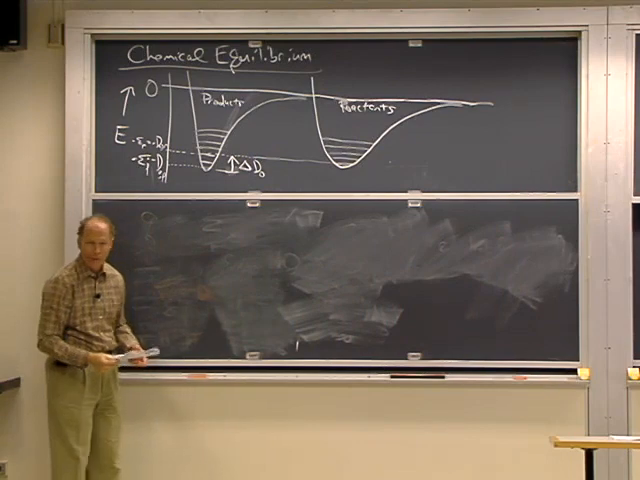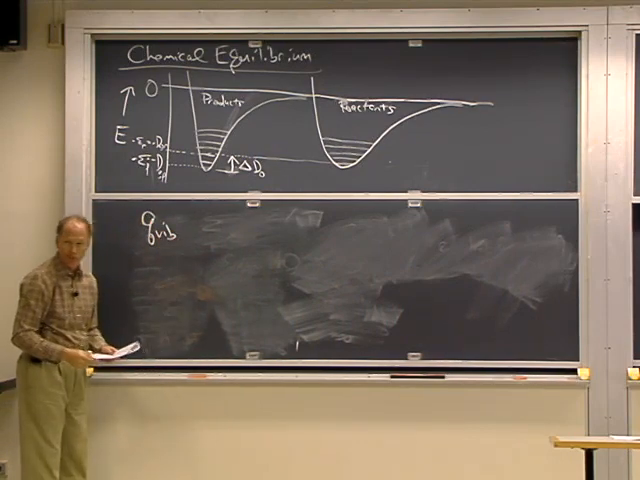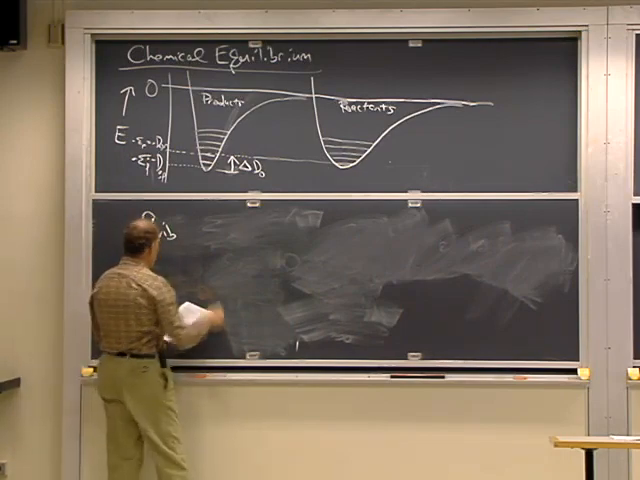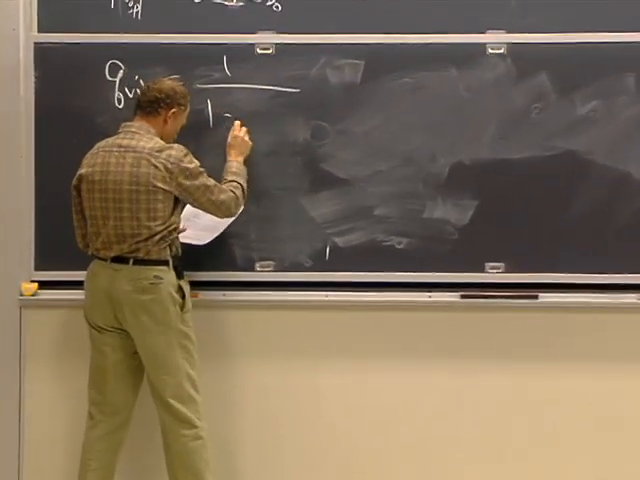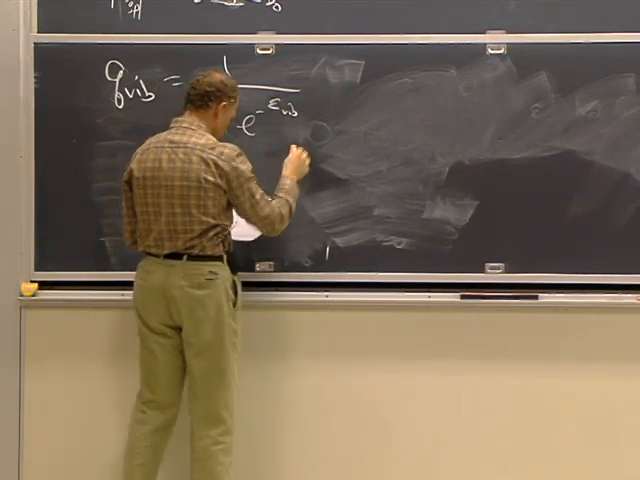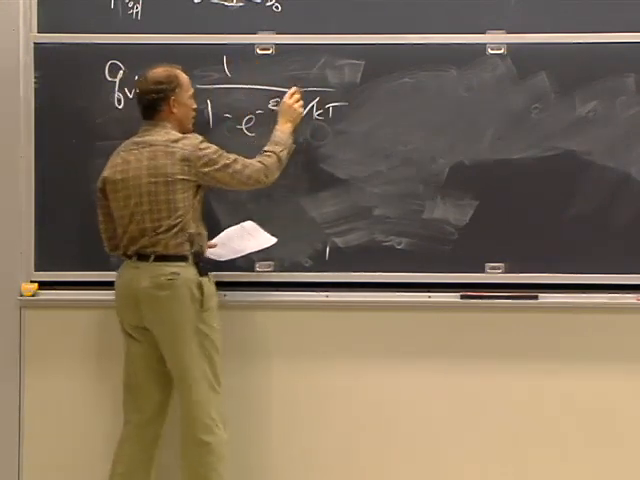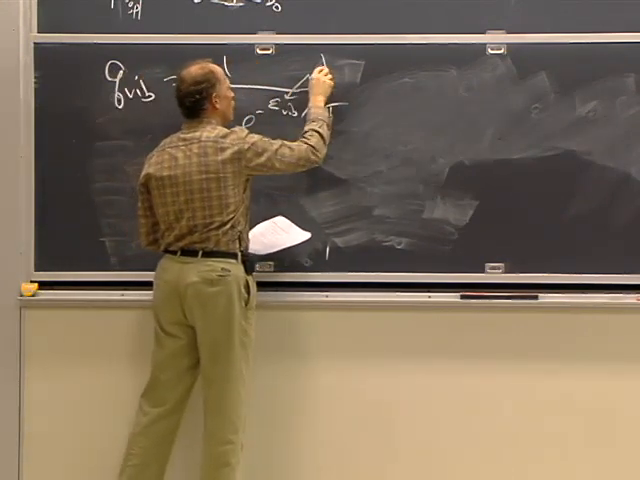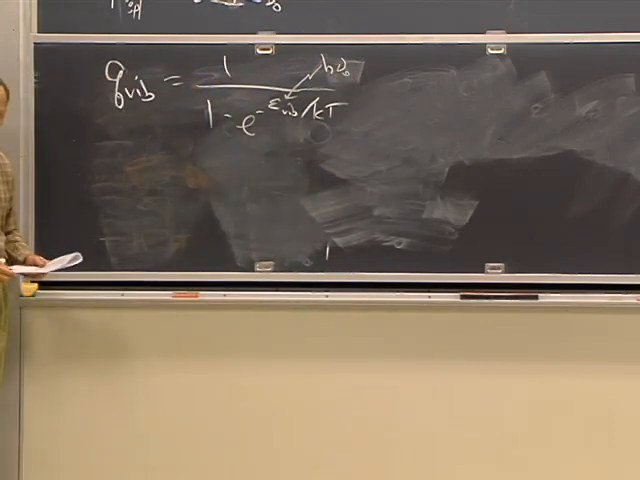We also know what the vibrational partition function is. We saw it last time. It's this thing we could write as the simple form 1 over 1 minus e to the minus e vib over kT. It's h nu 0, where nu is the vibrational frequency. Okay?